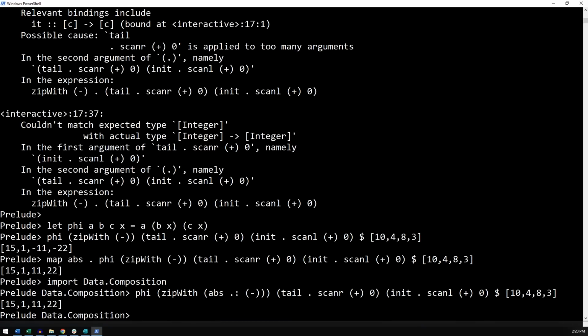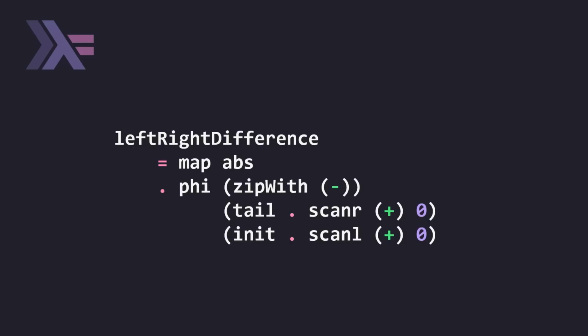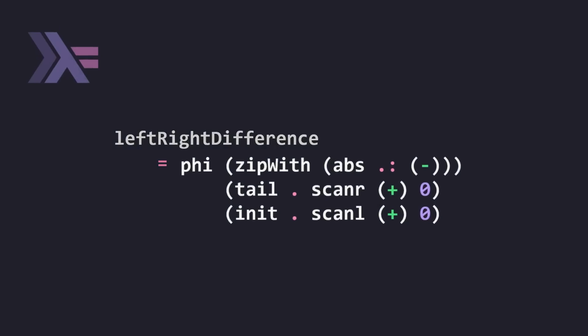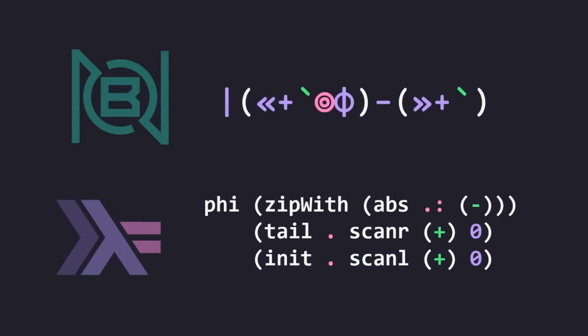So now I'm going to hop over to a nicer version of this to compare the BQN and Haskell solutions. So this was our first Haskell solution, phi combinator, zipWith minus for our binary operation, and then doing a tail scanr and an init scanl to get our two sequences. And after we perform all that, mapping the absolute value. But as I mentioned, we can fold the absolute value into our zipWith if we make use of the B1 combinator. And if we juxtapose this with the BQN solution, we can see that these are both extremely beautiful.